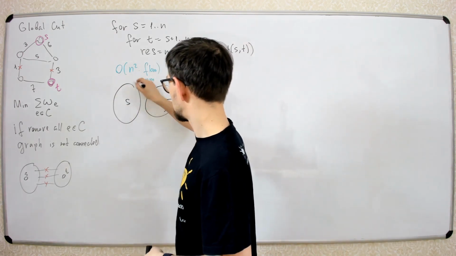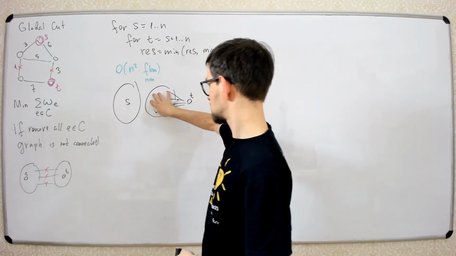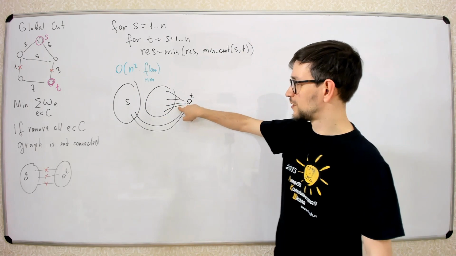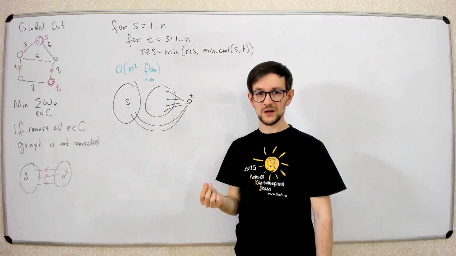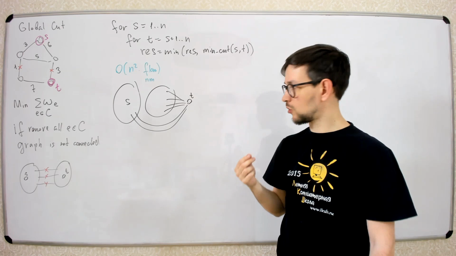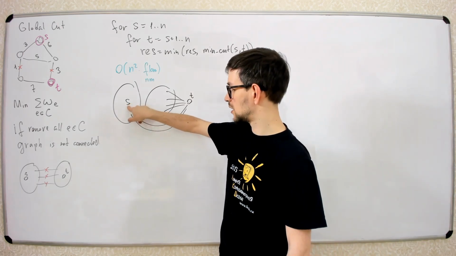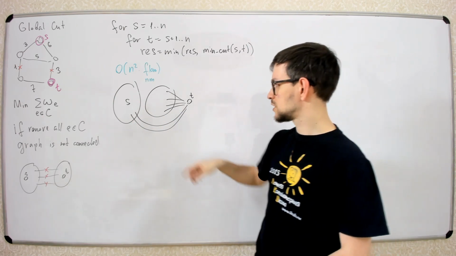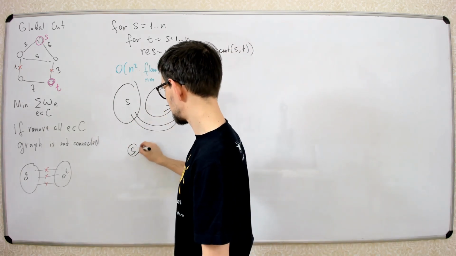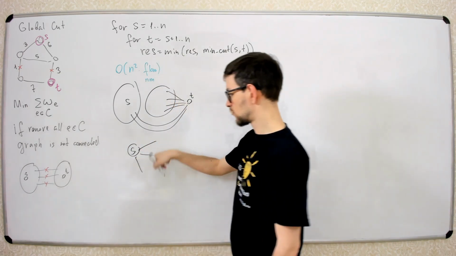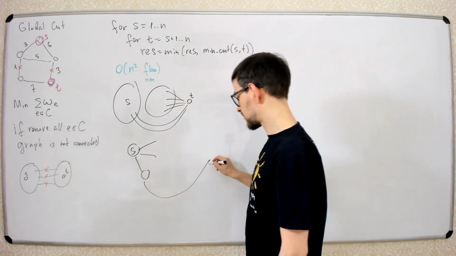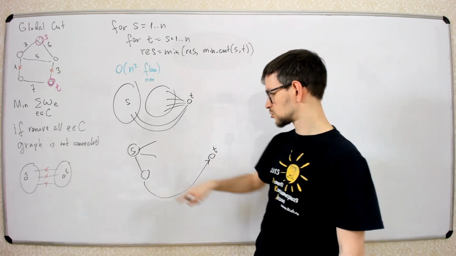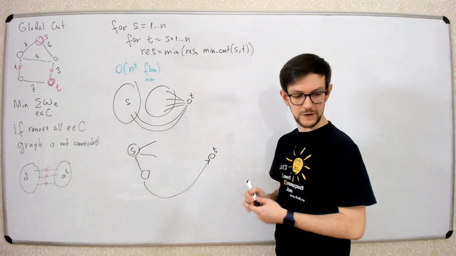So you want to find the cut between this set of nodes and this set of nodes. If you make all the edges of infinite capacity, the minimal cut will always be just to remove all the edges connected to S. Because if you don't remove these edges, then you will have a path like this, and this edge has infinite capacity, so you need to remove all these edges. Yeah, makes sense.